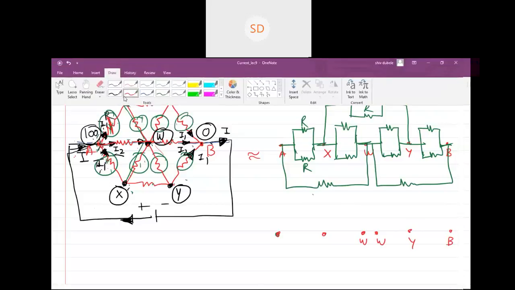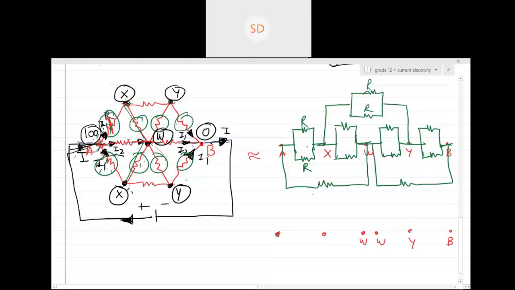So A and X will become R by 2. X and W will also become R by 2. Then Y, W, this will become, sorry, my bad, R by 2 again. Y and V will become R by 2. Now one is connected like this.